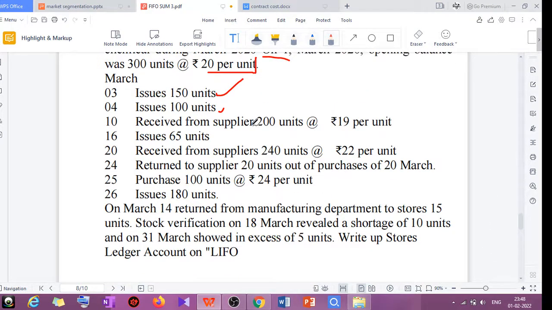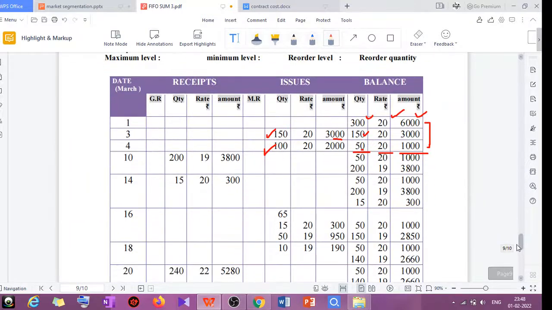On 10th, received from supplier 200 units at rupees 19 per unit. So we have received the material from the supplier, so write it under the receipt column, that is 200, rate is 19, amount is 3800. While writing the balance, mention the lot which was remaining in the stores, that is 50 units at the rate of 20, amount is 1000. Then again, we have purchased material from the supplier, so it is a receipt. So again write that lot, that is 200, rate is 19, amount will be 3800. I hope it is clear to you till here.